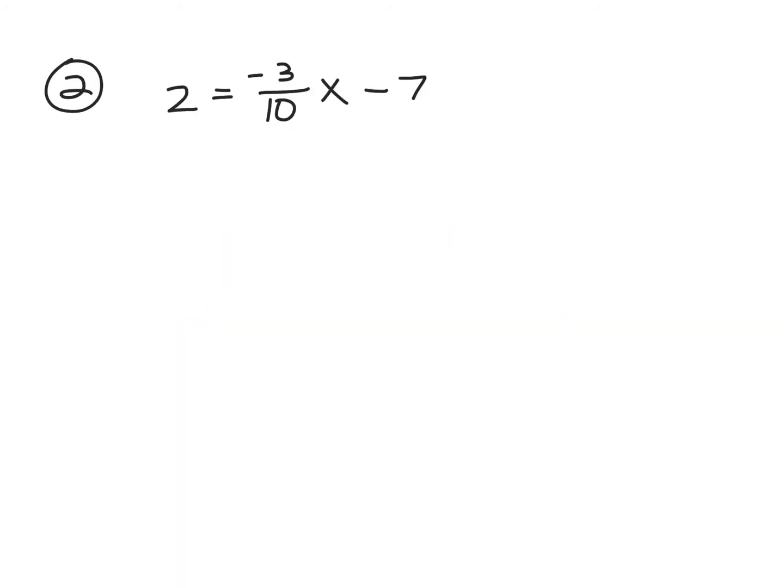Okay, this is similar. I've got a fraction on the bottom. So again, the goal is going to be to eliminate this fraction, and the 10 is what's making it a fraction. So because this is currently dividing by 10, I'm going to multiply everything by 10.